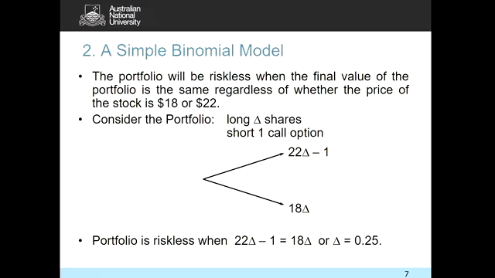So now I need to solve for how many shares I must buy at the beginning. For this to be riskless, the top, 22 delta minus 1, must be equal to the value if prices go down, 18 delta. So I say 22 delta minus 1 equals 18 delta. That means I have to buy a quarter of a share. So at the very beginning at time 0, when spot prices are $20, I buy a quarter of a share, and I short one call option. Now, no matter what happens, at the end the value of my portfolio will always be worth the same amount, whether prices go up or prices go down.